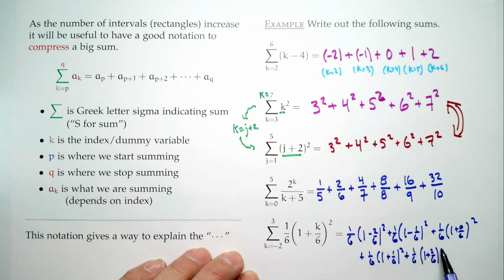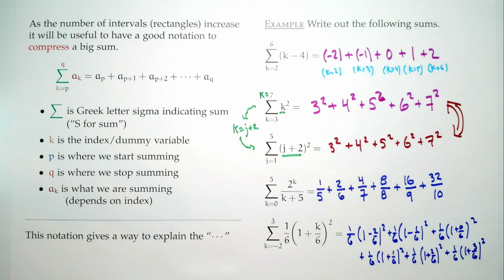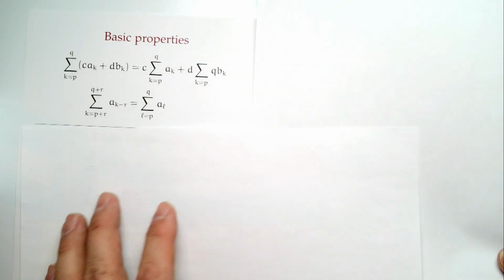Well, oftentimes we don't write this out term by term. The real thing is we want to get a practice of saying, I know what these things look like, and I know what to do with these. Now, what are things we can do? Well, we have a few basic properties of sums. Two of them, let's just start here.